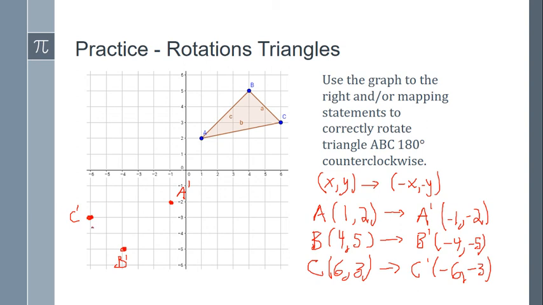Now I can go ahead and connect and draw my triangle. There, and you can kind of visualize that, right? The shape didn't change, the size didn't change, the orientation did change. You can kind of see that if I rotated it 90 degrees, I'd end up here in the second quadrant. And then another 90-degree rotation for a total of 180 would have put me here in the third quadrant. And it does look like I just spin it 180 degrees. So it takes a certain amount of visualization as well.